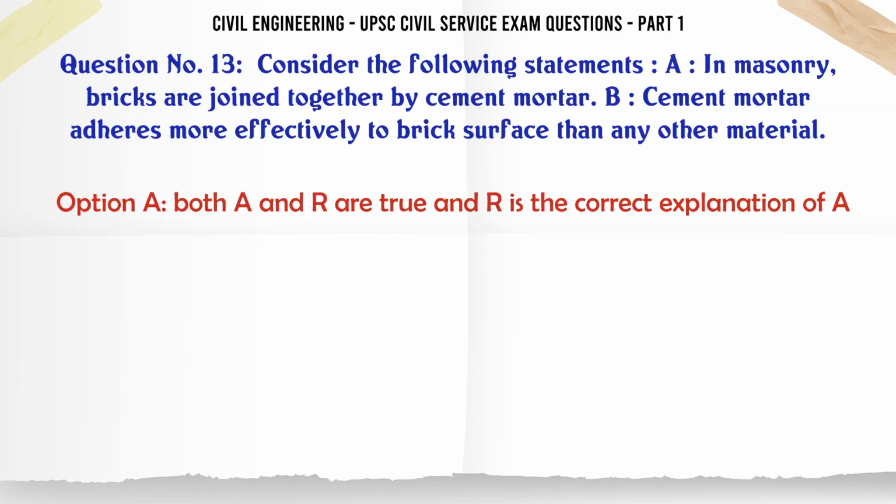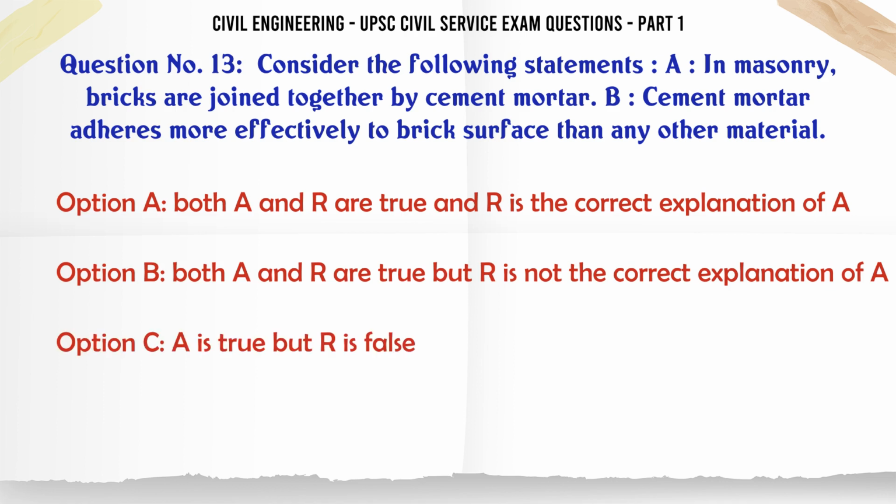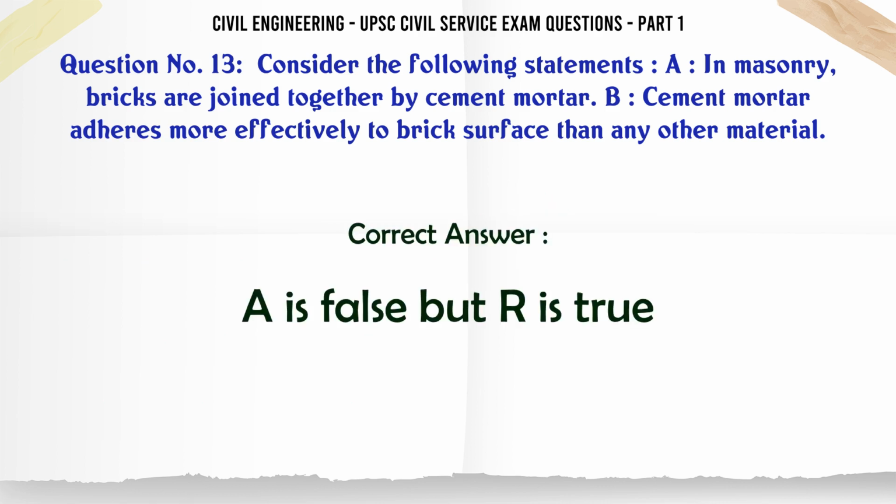Consider the following statements. A. In masonry, bricks are joined together by cement mortar. R. Cement mortar adheres more effectively to brick surface than any other material. A. Both A and R are true and R is the correct explanation of A. B. Both A and R are true but R is not the correct explanation of A. C. A is true but R is false. D. A is false but R is true. The correct answer is A is false but R is true.